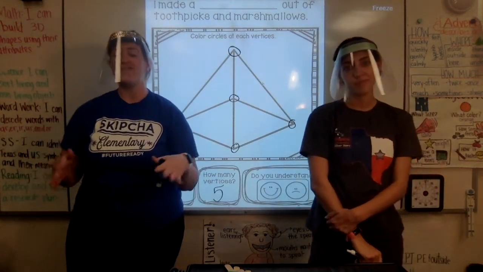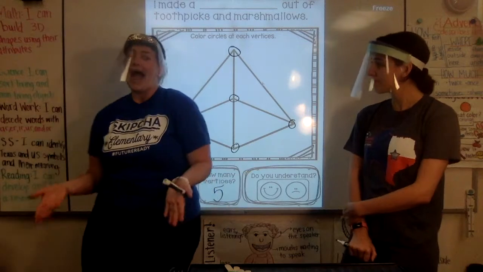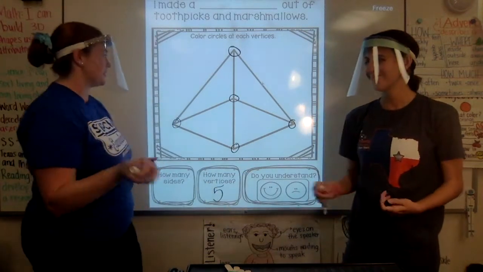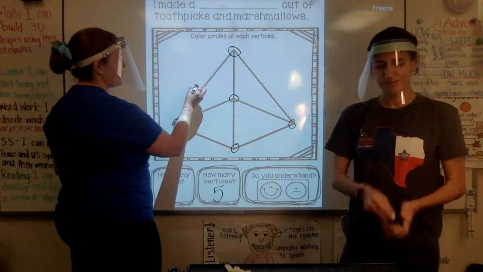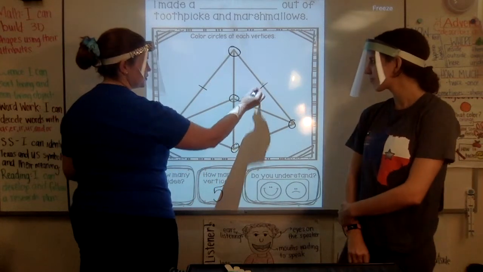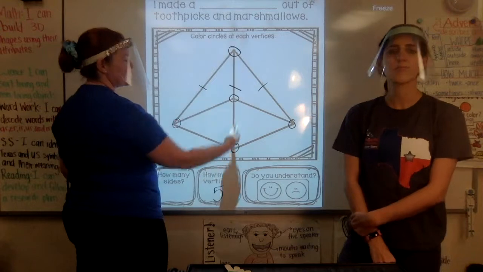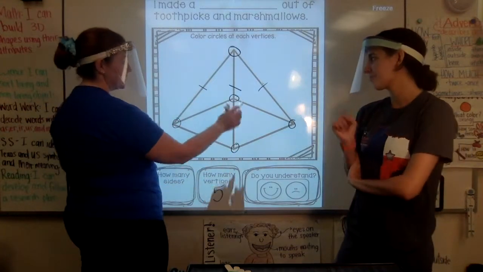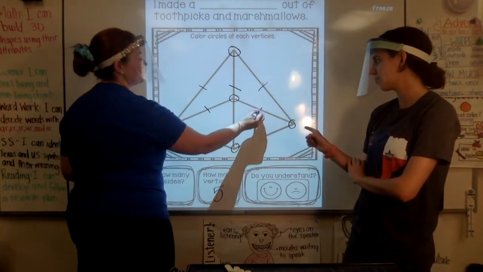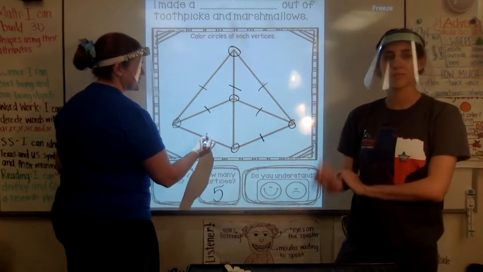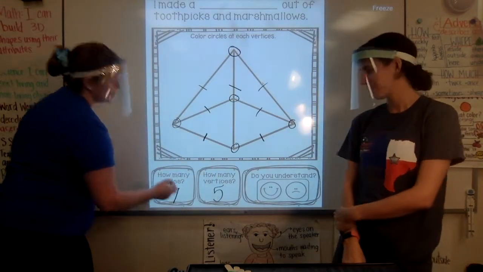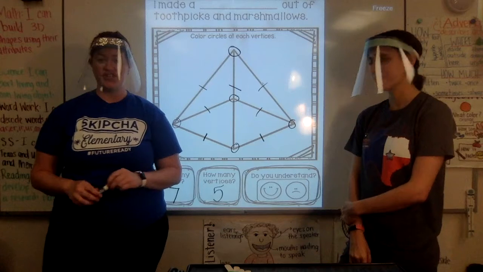Well, let me see if I can find all of those edges and figure out how many edges this pyramid has. I have 1, 2, 3. I know this full length is 1 edge, so I only need to mark it 1 time. So I have 3, 4, 5, 6, 7. So my square pyramid has 7 edges.